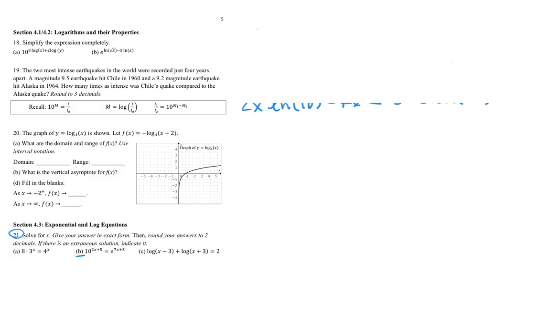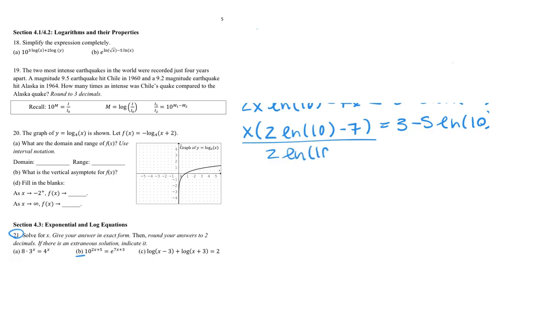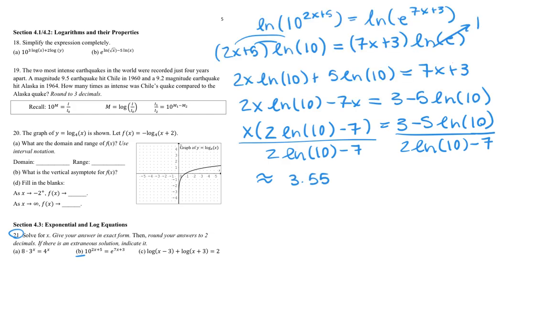Now I can go ahead and factor out an x out of that left-hand side to get x times 2 natural log of 10 minus 7. This is, of course, still going to equal that right-hand side. And then my very last step is to divide both sides by 2 times natural log of 10 minus 7 to solve for x. Okay. And this is approximately equal to 3.55 if you were to punch it in the calculator. And that is our answer.